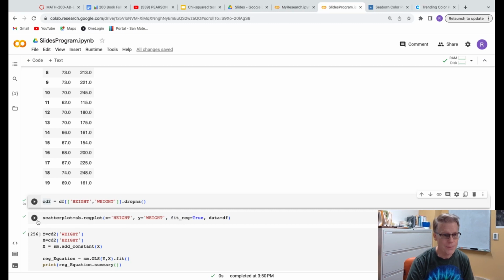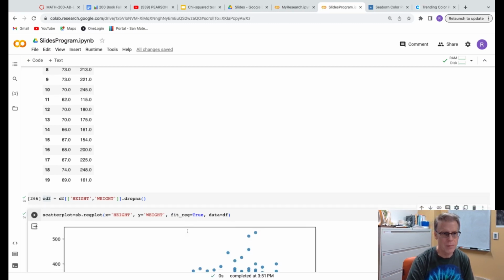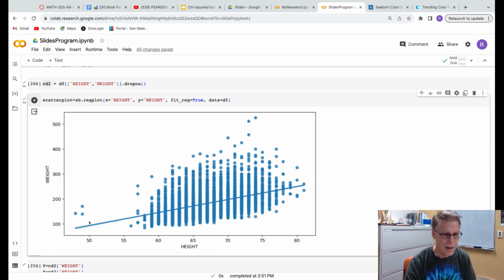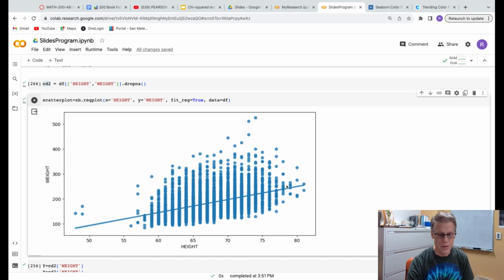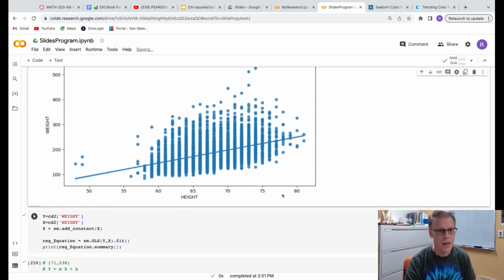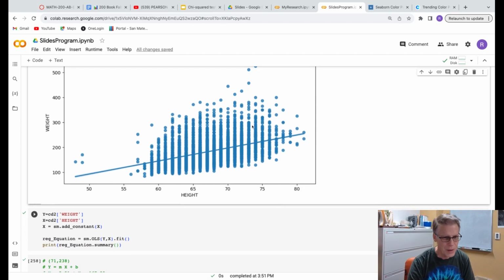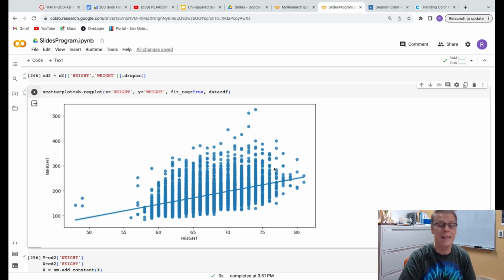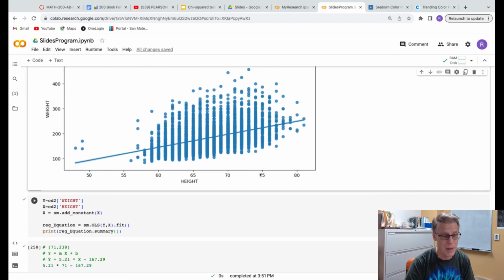Here's my scatter plot with the regression line. There it is. And in this one, we can kind of see that trend that the taller you are, on average, the heavier you are. So, there's other stuff involved in that, but that's the trend. Now, is it a close enough trend? Is it really saying that these are correlated? Well, I need to look at the p-value.